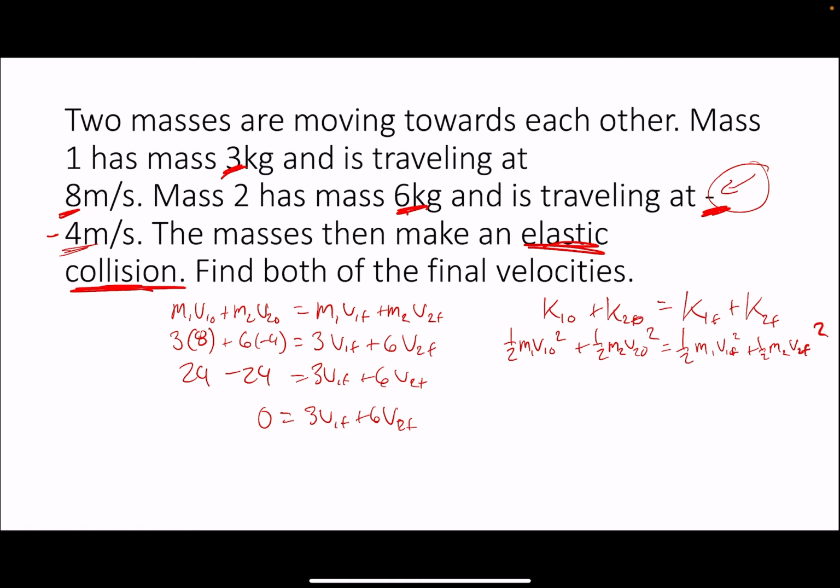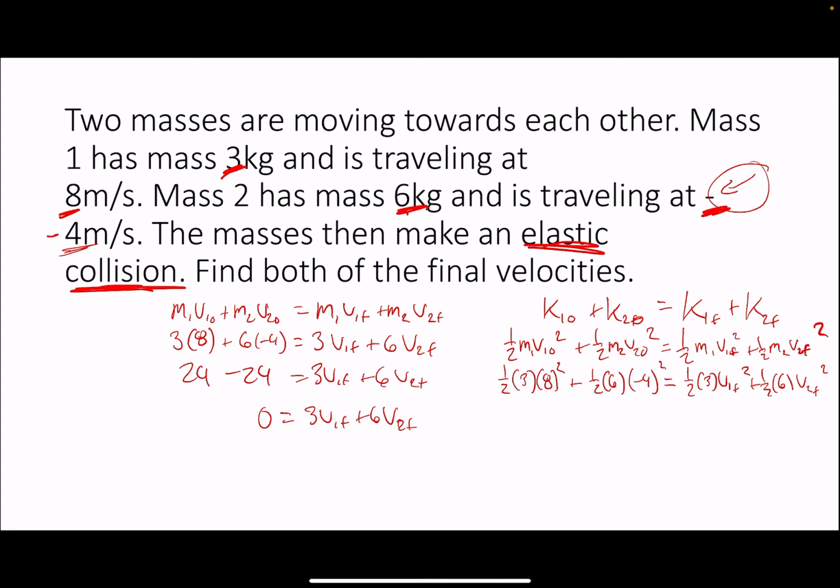So let's plug in our numbers. We know it's 1/2 of our mass of 3, and its velocity is 8 squared. Mass 2 is 6, and its initial velocity is -4 squared. Mass 1 is 3, and we're looking for its final velocity. And mass 2 is 6, and we're looking for its final velocity as well. We can simplify these terms. If we put it into the calculator, let me open up my calculator.